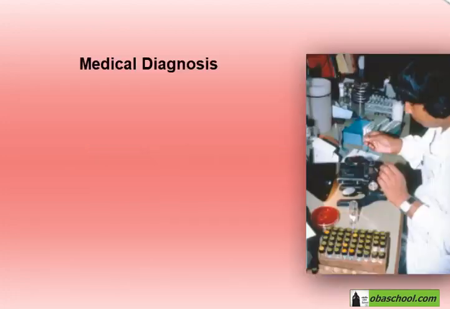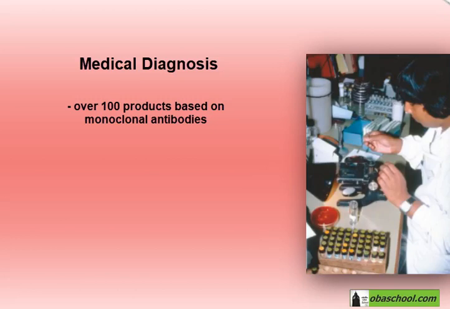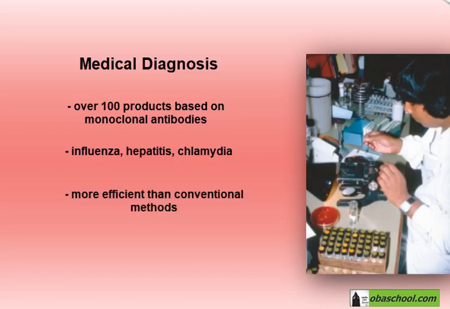Another use of monoclonal antibodies is in medical diagnosis. We have over 100 different diagnostic products based on monoclonal antibodies when it comes to diagnosing disease. They're used to diagnose influenza, hepatitis, chlamydia, and so on. And they are much better and much faster at producing results than conventional diagnosis methods. They're also important when it comes to cancer diagnosis.